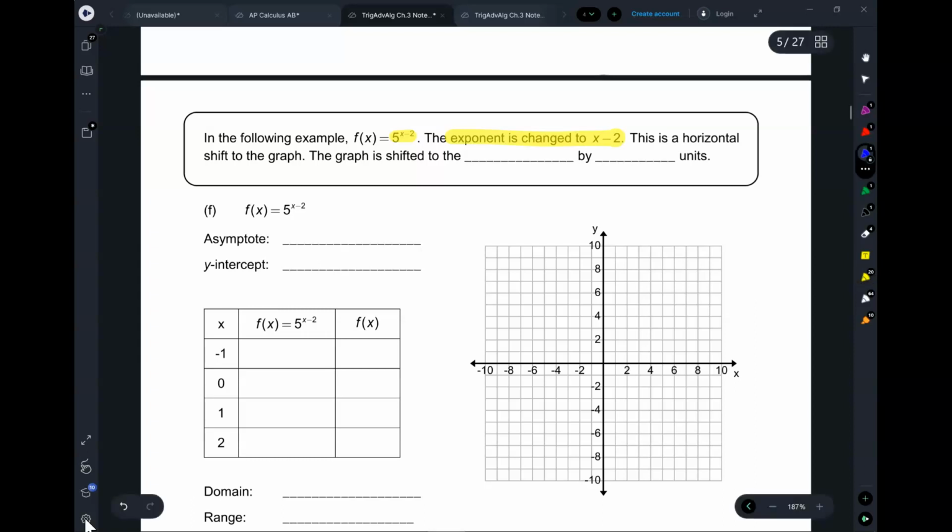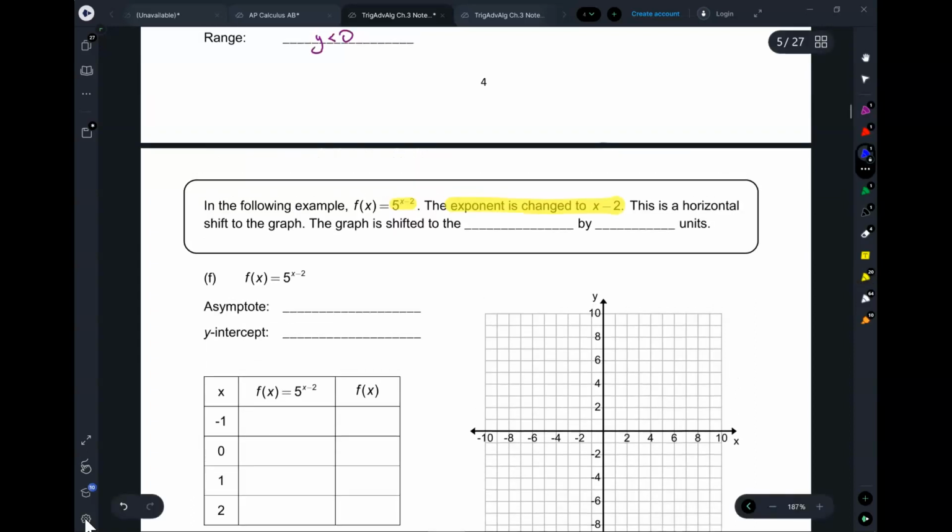So how do we figure out how to change it? Look up here, everyone. You take the x minus 2, set it equal to 0, and solve. So x becomes positive 2. Since it's a positive number, we say the graph is shifted to the right by 2 units. Positive 2 means right 2. Negative 2 would have been where? Left 2.